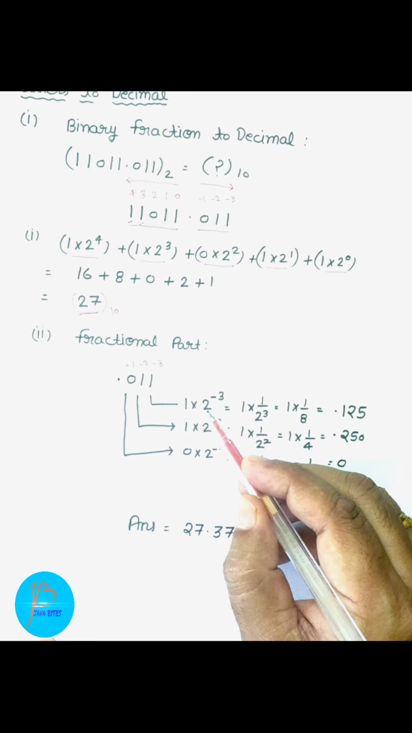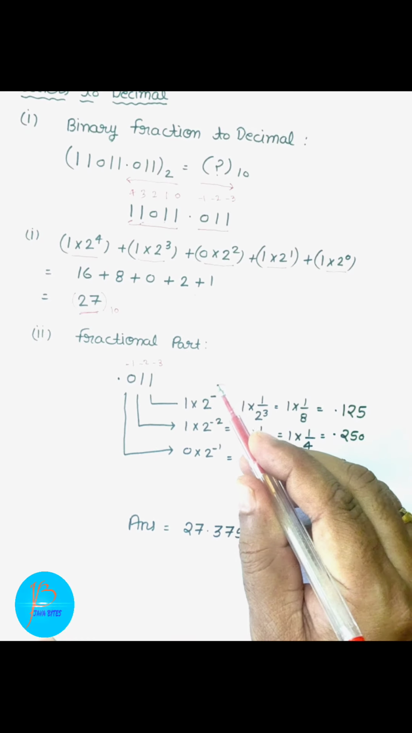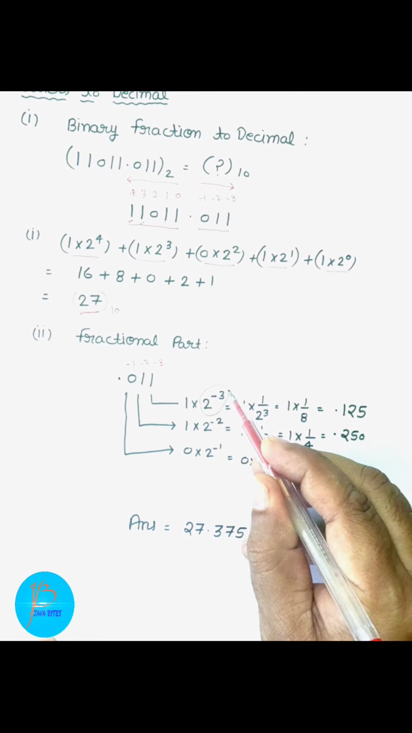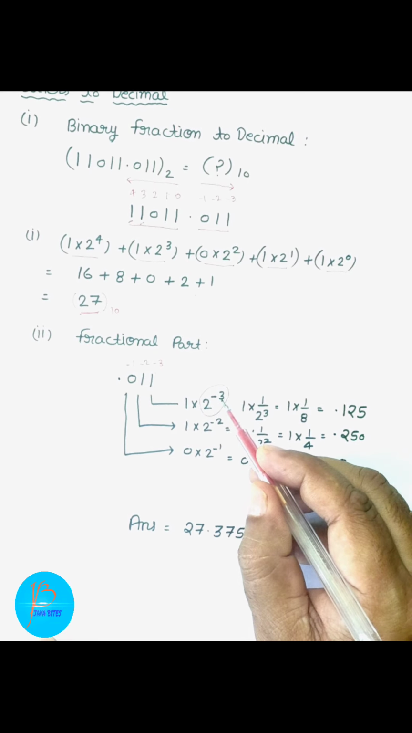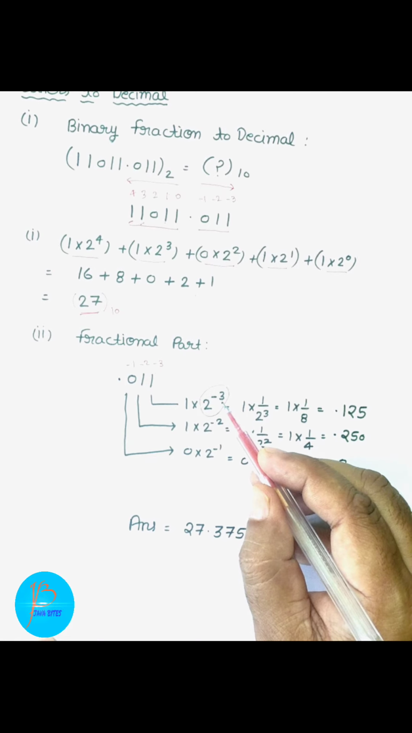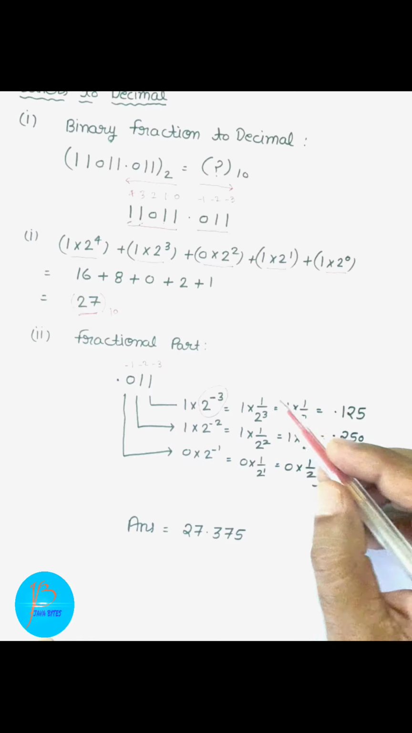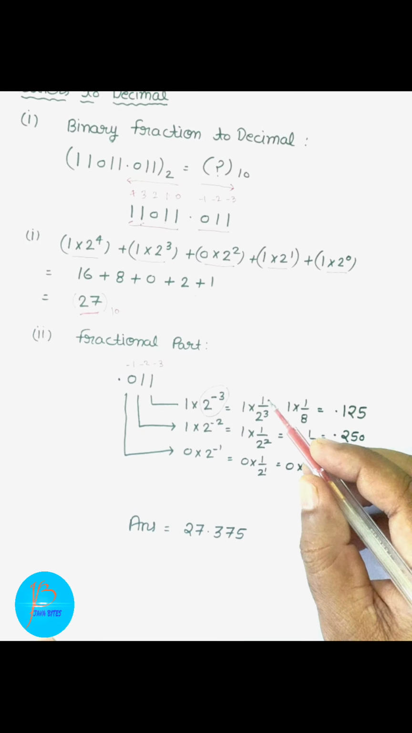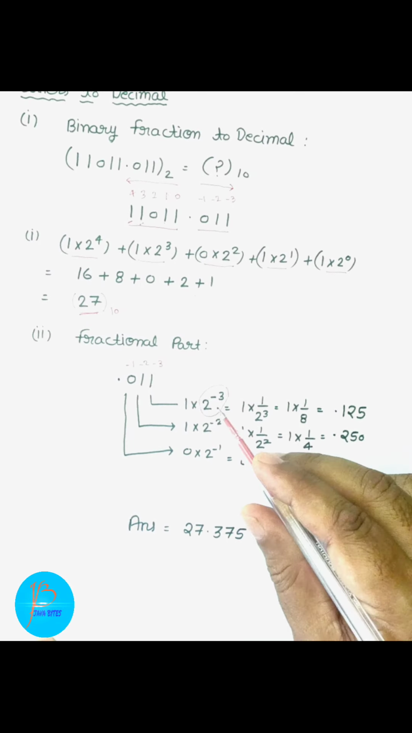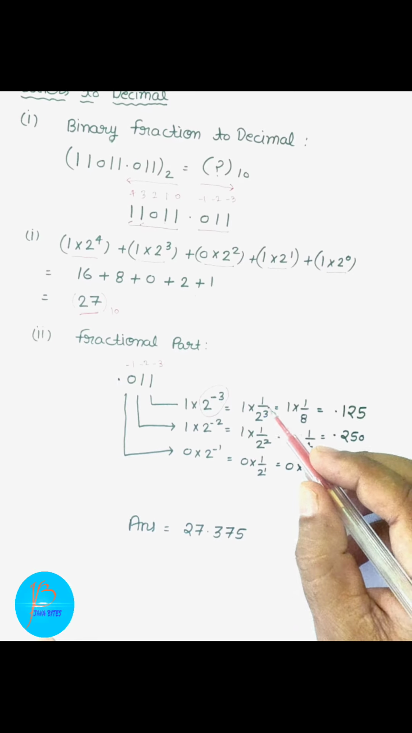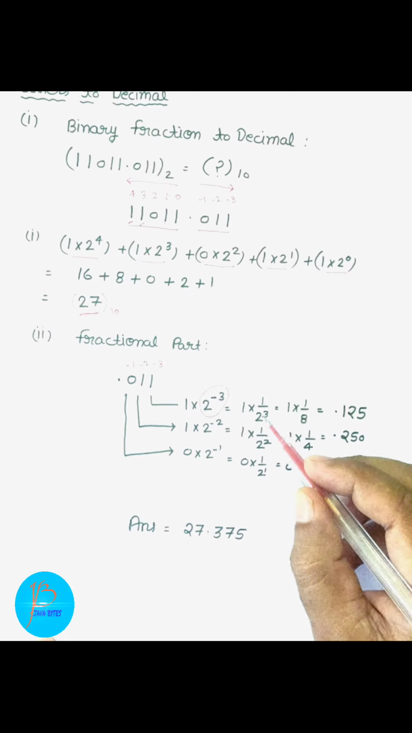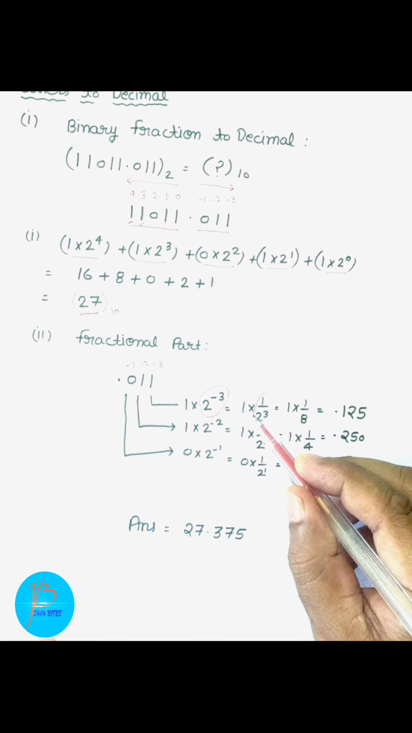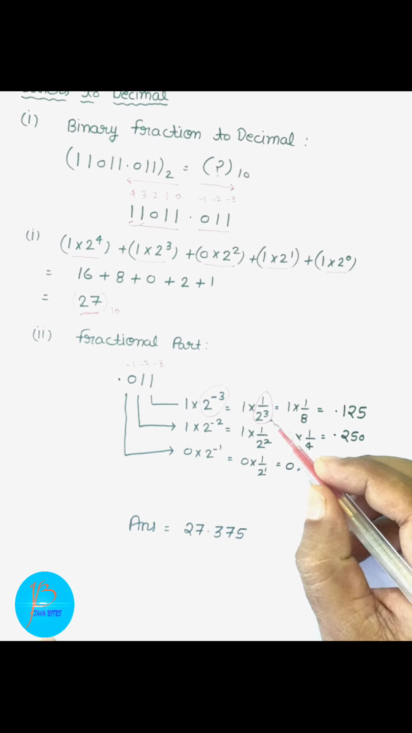1 into 2 raised to the power -3. Okay, so here we have to multiply the digit with this value, 2 raised to the power -3. All of you know how to convert negative powers into positive ones. You will convert it into the fraction 1 by. When you write the term with 1 by, you make it the denominator, so your power will now be positive. Okay, so now your fraction will turn to 1 by 2 raised to the power 3.